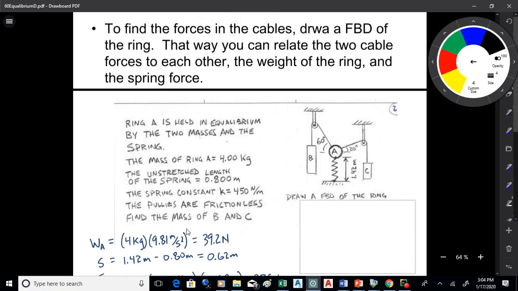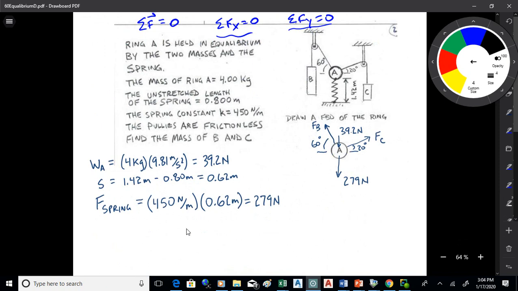All right, then the thing to do there was to come up with a free body diagram like that. So we have the two forces in the cables, the one at B going up left at 60, the one at C going up right at 20 degrees. You have the weight of the ring, 39.2 newtons, and the spring force. Okay. And then you have two equations in two dimensions you can use. You can go sum of Fx is 0 and sum of Fy is 0. So those are the options you've got.